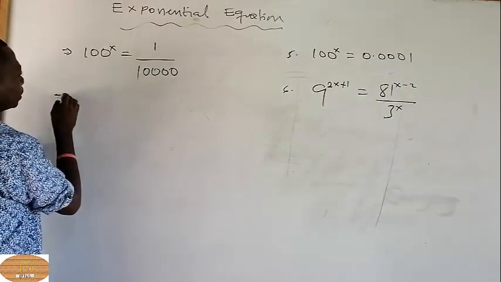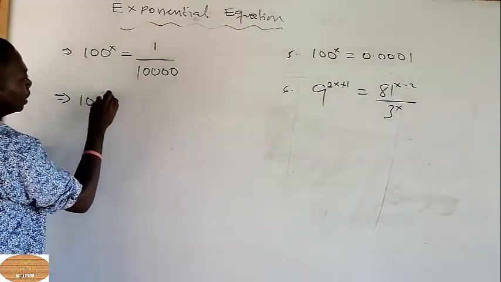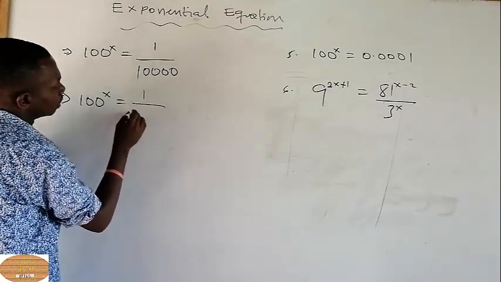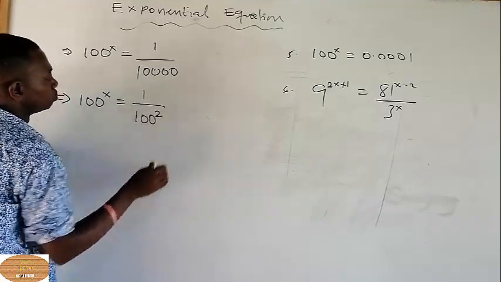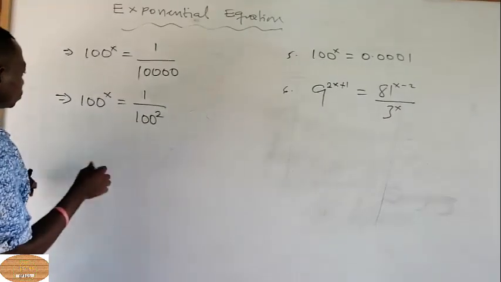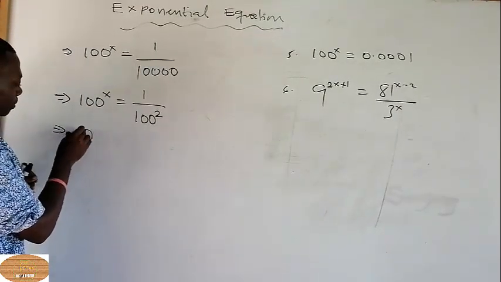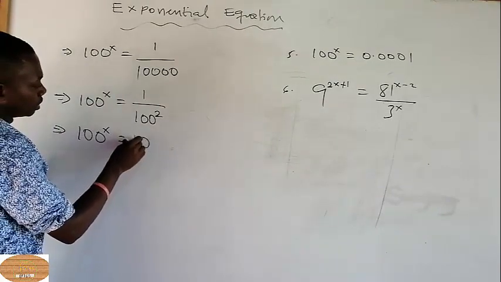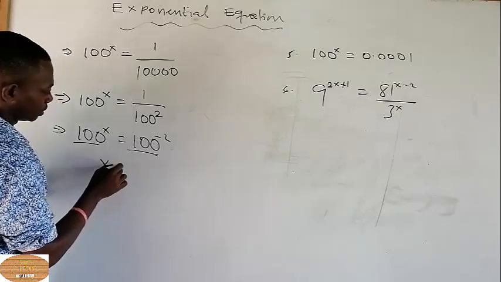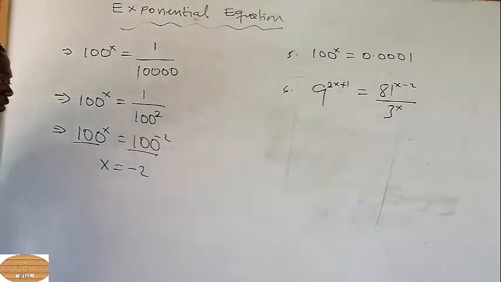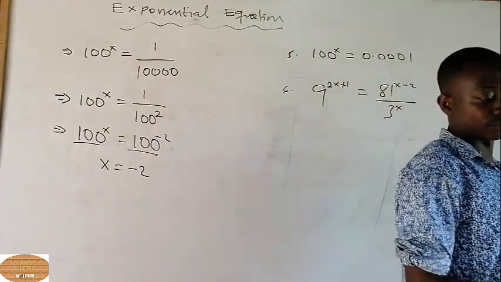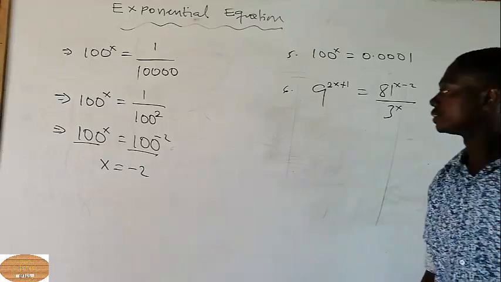Now, so this one is the same as 100 to the power x equals 1 over 100 to the power 2. So 100 to the power 2 is the same as this 10,000. Alright. So straight away I can say 100 to the power x equals 100 to the power minus 2. So we compare, so x is straight away minus 2. Alright. So very simple. Right.